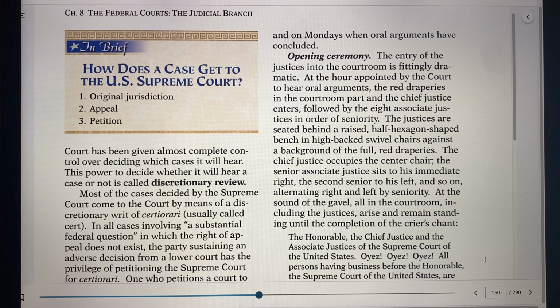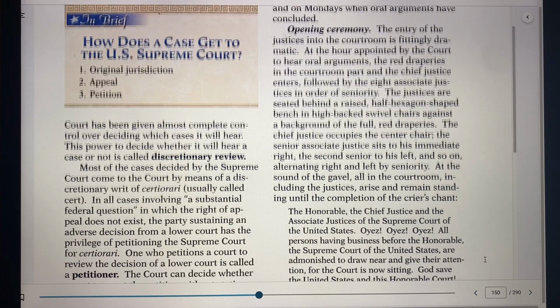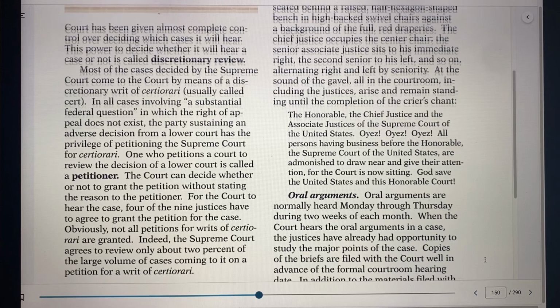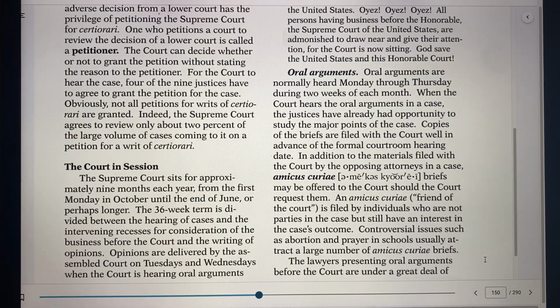At the sound of the gavel, all in the courtroom, including the justices, arise and remain standing until the completion of the crier's chant. So what does the crier chant? Basically this: The Honorable, the Chief Justice and the Associate Justices of the Supreme Court of the United States. Oyez, oyez, oyez. All persons having business before the Honorable, the Supreme Court of the United States, are admonished to draw near and give their attention, for the court is now sitting. God save the United States and this honorable court. So it's pretty dramatic, needless to say. So that's the opening.